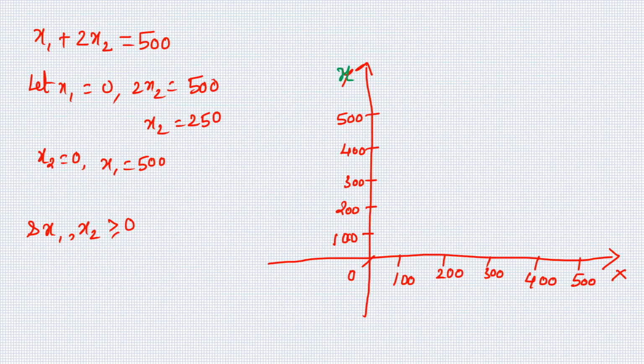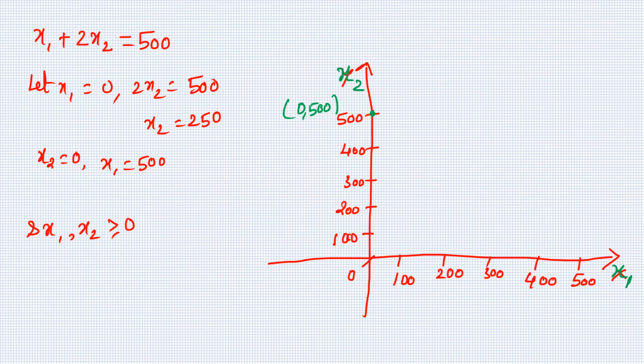This is x1. Instead of the y-axis we will choose x1, x2. And what about the points now? x1 is 0 and x2 is 500. This is the point we have to write, like (0, 500).